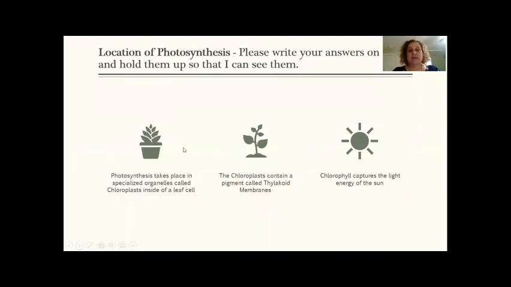Okay, so photosynthesis takes place within the chloroplast, which are specialized organelles that plants have. Inside a chloroplast, you have stacks of membranes called thylakoid membranes, and this is where you have the chlorophyll embedded, which is the actual molecule that begins the process of photosynthesis. It captures the light energy.